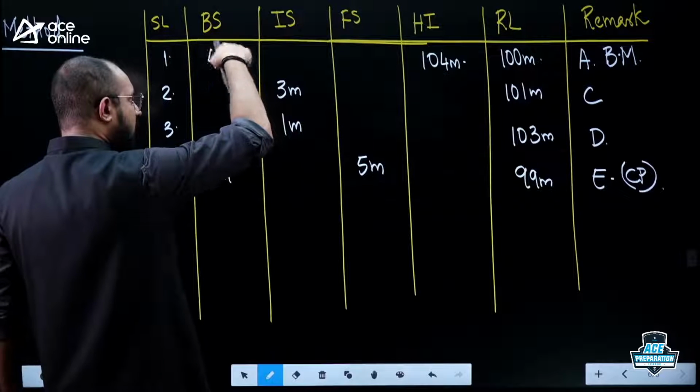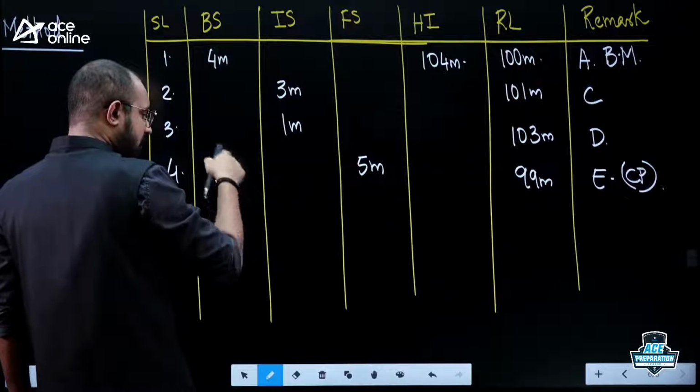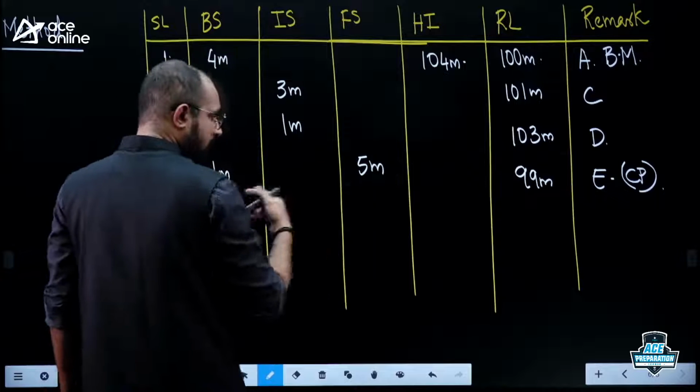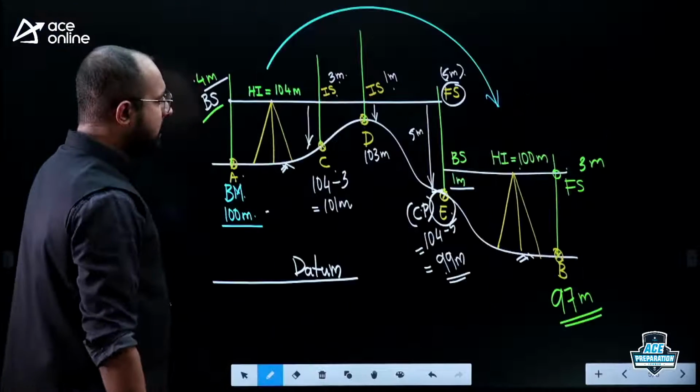Whenever there is an entry in the backside column, immediately you calculate the height of the instrument. So 99 plus 1, what is the height of the instrument now? 100 meters. Okay, right. What is the last entry that we have?